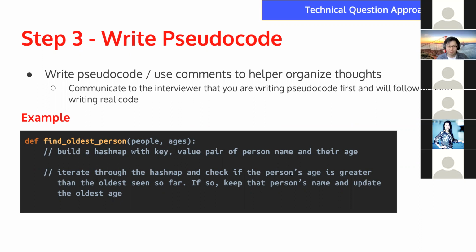So to show you an example here, with the define oldest person function, you could be writing things like, hey, okay, first I'm going to build a hash map with key value pair of person name and their age. And once I have that hash map, I'm going to iterate through the hash map and check that the person's age is greater than the oldest seen so far. And if that's true, keep that person's name and update the oldest age, right? So this is just an example, but you could be writing these kinds of comments to help organize your thoughts.